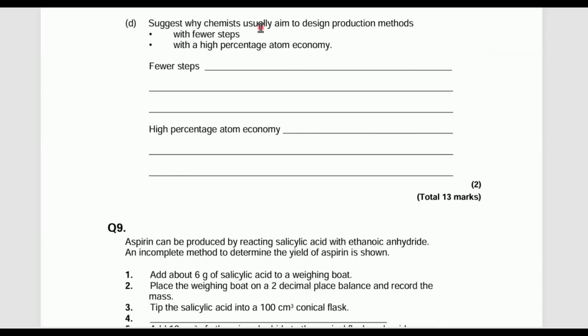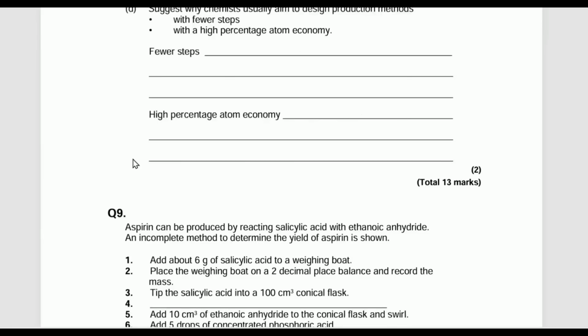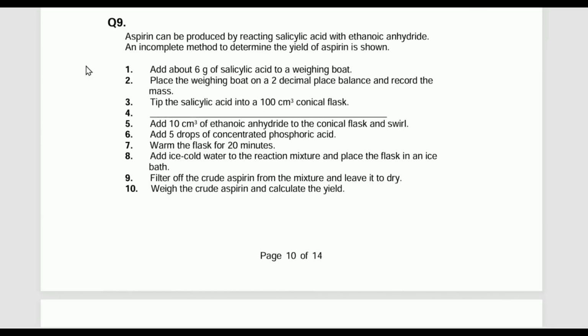Right. This suggests why chemists usually aim to design production methods with fewer steps and a higher percentage atom economy. Basically, if you have fewer steps, you're going to save energy and you'll increase the yield. Remember, each step in a chemical reaction involves the yield getting less because you're going to leave some powder behind. You're going to get some reactants not fully reacting and all of that kind of stuff. And high percentage atom economy means you probably have less waste products and more useful products.